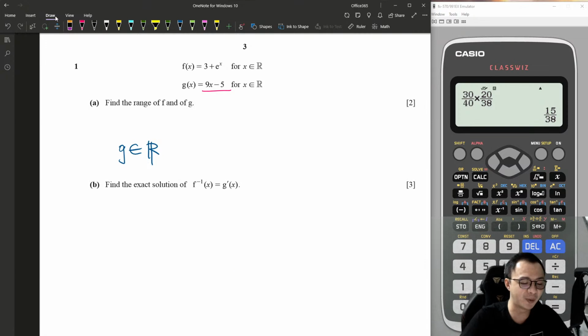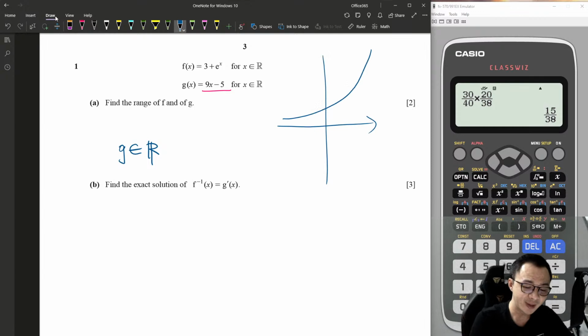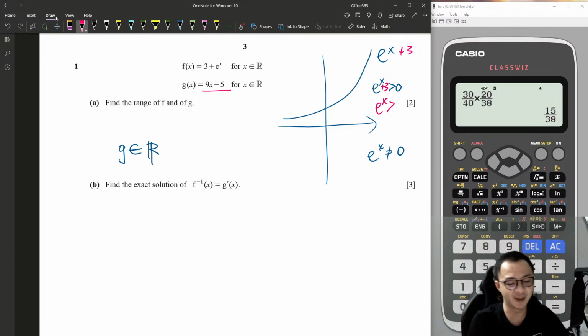Okay, then we go to the exponent graph. For the exponent graph, you need to have a little bit of basics. Let's say if this is e^x only, the range of e^x will be bigger than 0, because e^x cannot equal 0. When e^x equals 0, you will get a math error. So it must be bigger than 0. Now when it is e^x plus 3, basically here you will need to plus 3. So therefore it needs to be bigger than 3.